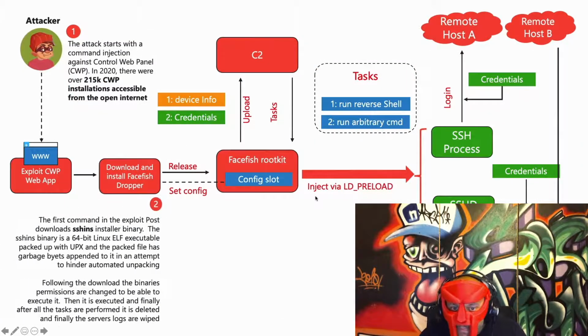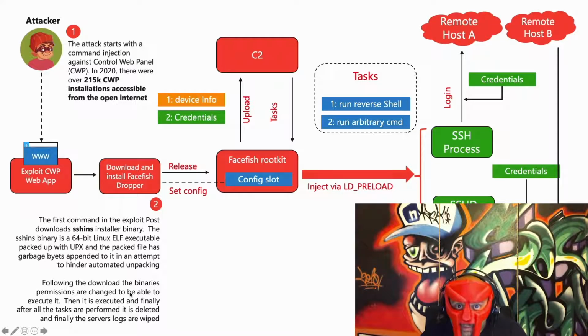So what happens next? As we saw in the screenshot, the first command in the exploit POST downloads the sshins install binary. This binary is a 64-bit Linux ELF executable that's packed with UPX, and the packed file has garbage bytes appended to it to try to stop it from being automatically unpacked. It's like having a zip file with an error, maybe the whole thing hasn't been downloaded or it's garbled, and it can't be unpacked. Following the download, the permissions are changed, as I mentioned in the screenshot, so that it can be executed.